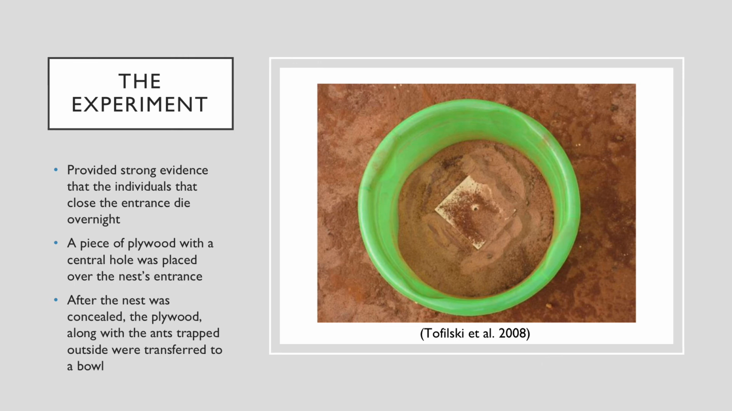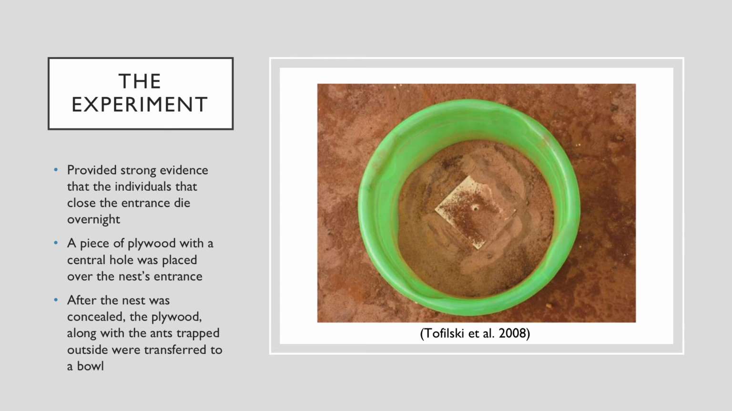For the experiment, a small piece of plywood with a central hole was placed over the entrances of the study nests. After a few days, multiple colonies were using this hole as the entrance to the nest and had covered the wood with some substrate. After the nest was concealed in the evening, the plywood, along with the ants trapped outside, were transferred into a bowl with some sand from around the nest area.